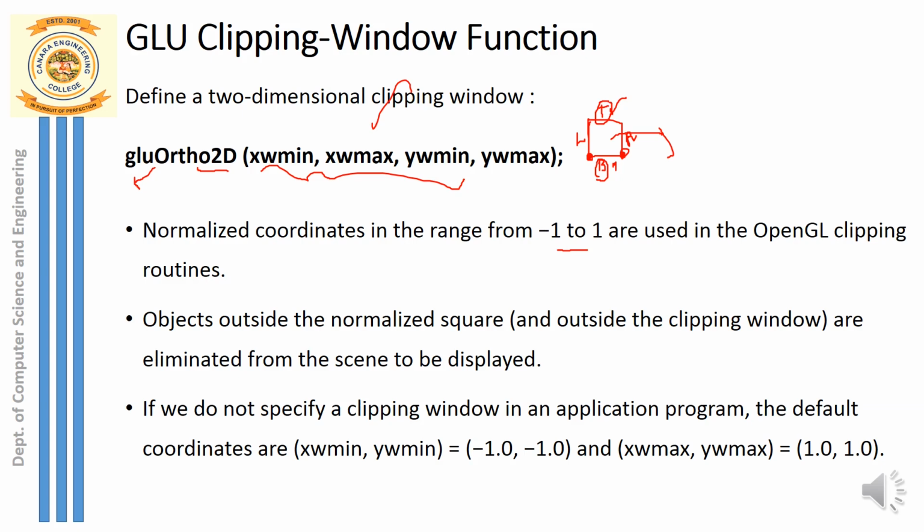Next we have the boundary of the clipping window by default. If it is a 2D clipping window, by default the boundary is set to -1 and 1. So the leftmost boundary is -1 and the bottom boundary is -1. The maximum, as I already said, the rightmost limit is +1, and the upper limit for the topmost area is again +1.